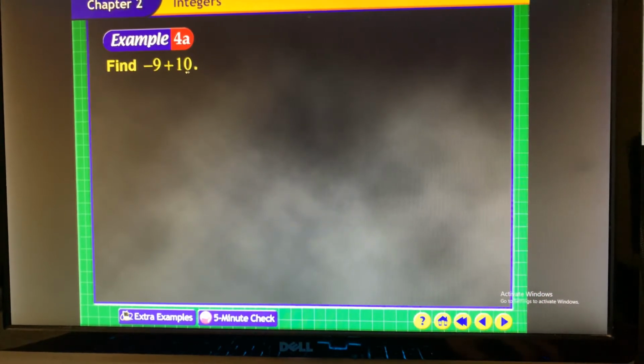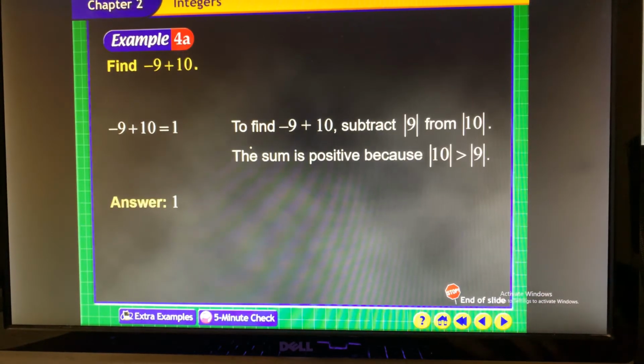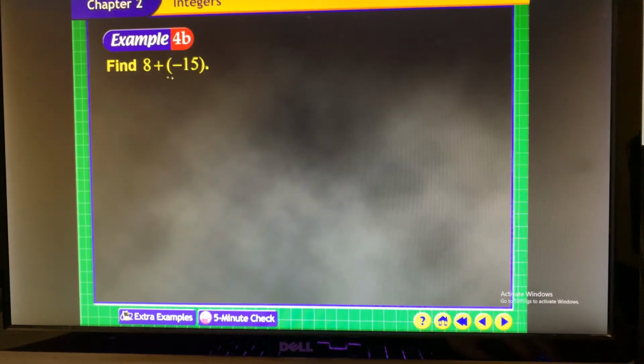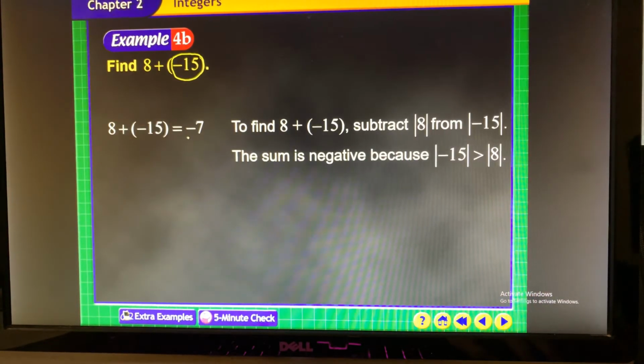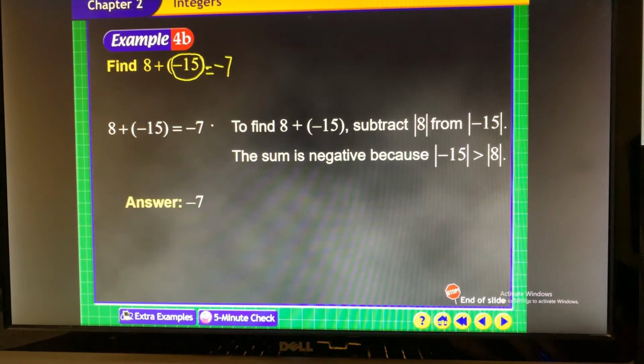Going in two different directions, so I subtract, and I notice I went right more than I went left, so your answer is just 1. This time I'm going left more than I'm going right, so I know my answer is going to be a negative. So I'm just subtracting those two numbers, and I know my answer is going to be negative because I went left more than I went right.